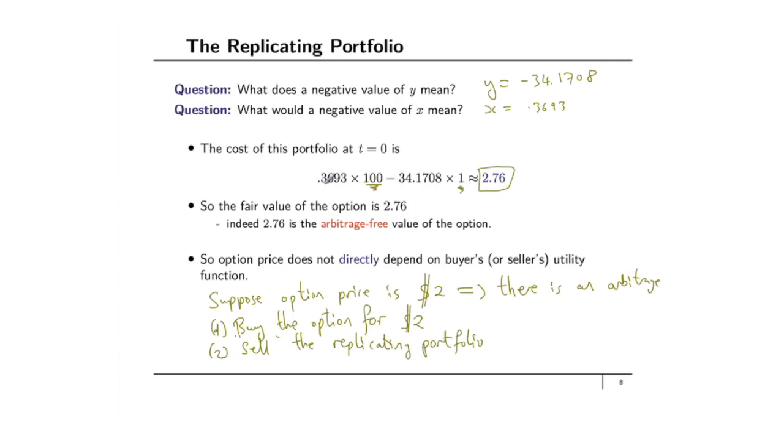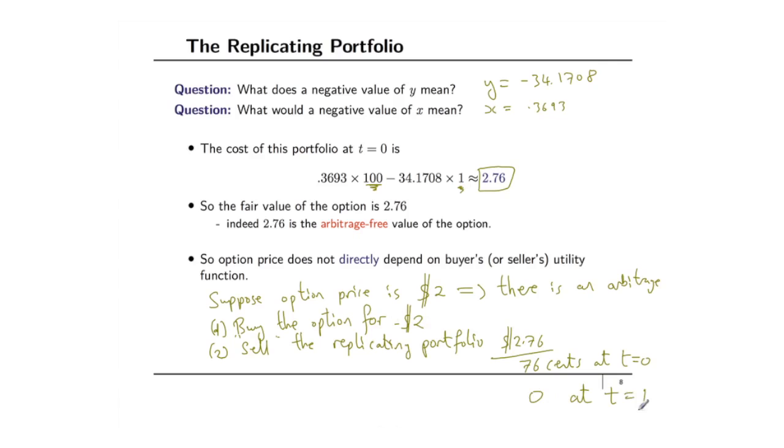I could short sell 0.3693 units of the stock, and I could invest $34.1708 in the cash account. That will bring me in $2.76. This will cost me minus $2, so I will get a net profit of 76 cents at t equals 0. What happens at t equals 1? Well, at t equals 1, the two positions offset. Remember, this portfolio replicates the value of the option. So I've replicated the option, but I also own the option, which I've purchased for $2. So the two will offset each other, and I will have 0 at t equals 1.